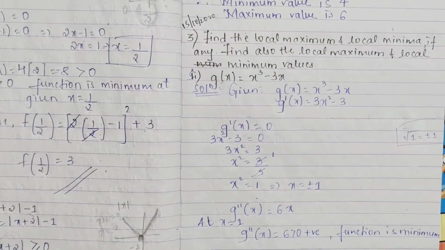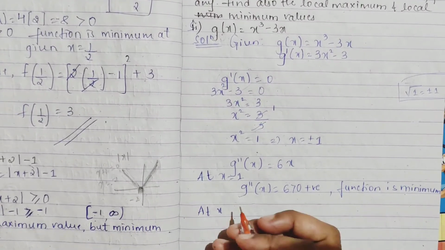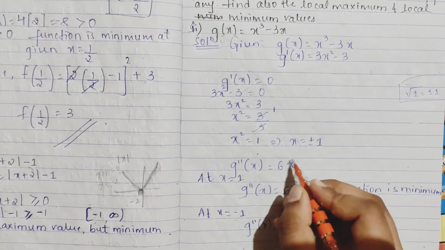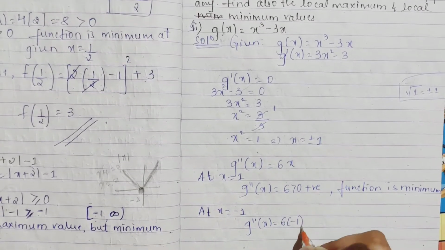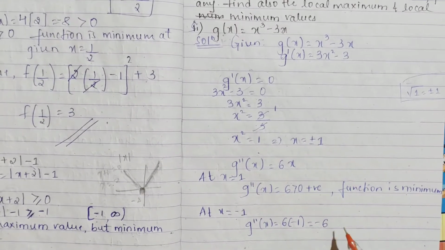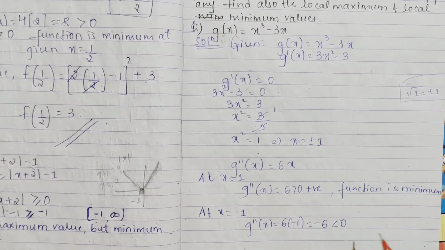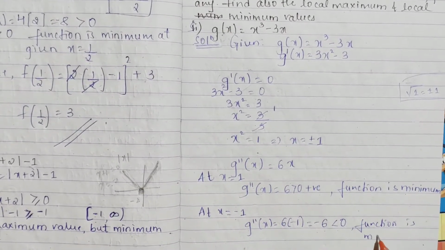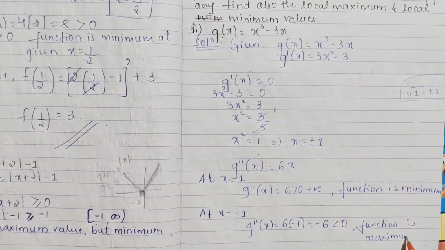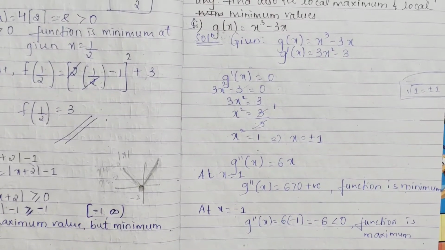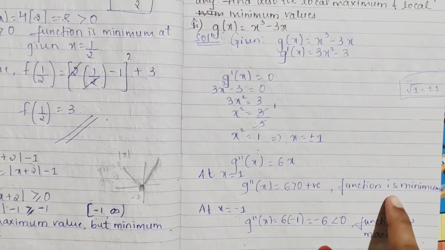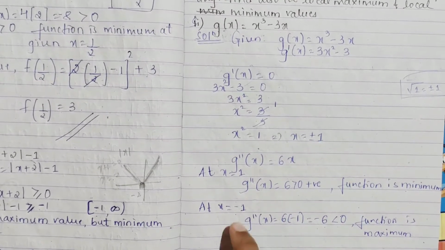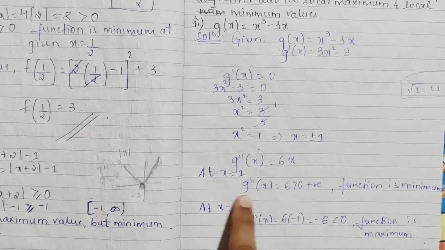Then at x is equal to minus 1, g double dash of x, in place of x you are putting minus 1. So 6 into minus 1 you are getting minus 6, which means this is negative, which means the function is maximum. Getting the function is minimum, the function is maximum. So now this is your local minimum point and local maximum point.